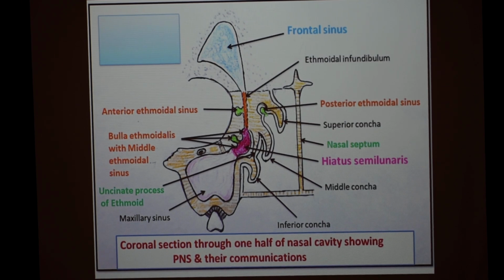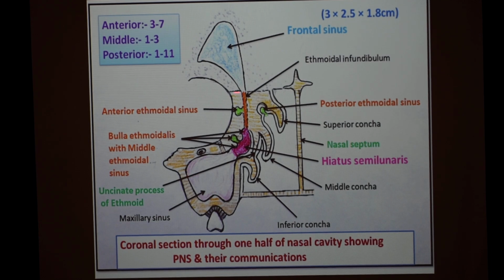Next, the ethmoidal air sinus. Ethmoidal air sinuses are arranged in 3 groups: anterior, middle and posterior. The anterior group are 3 to 7 in number, the middle group are 1 to 3 in number, and the posterior group are 1 to 11 in number. Now exactly where are the ethmoidal air sinuses located? They are located within the labyrinth of the ethmoid bone, on the medial side of the bony orbit, between the lateral wall of the nose and the medial wall of the bony orbit.